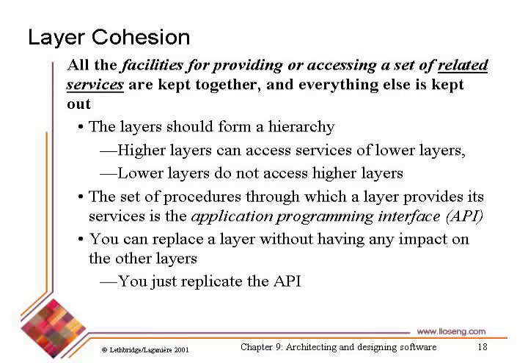Layer cohesion is another very desirable form of cohesion. This is a form of cohesion where we say that all the facilities for providing or accessing a set of services are kept together and everything is kept out. One of the key words here is services. Okay? A layer is providing a set of services to a system. And generally speaking, layers form a hierarchy. You have higher layers and lower layers.